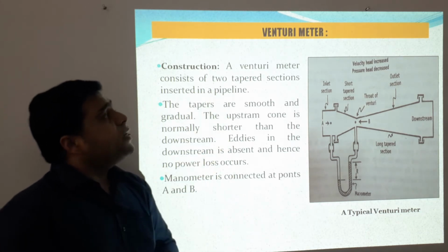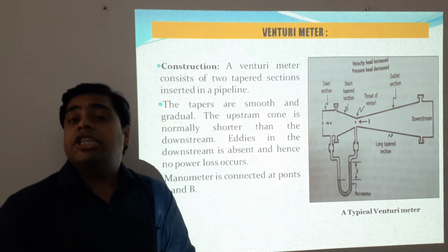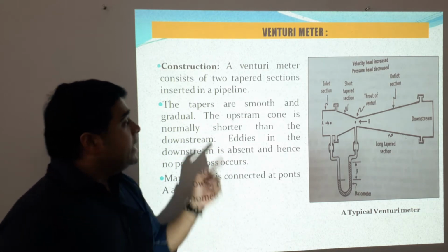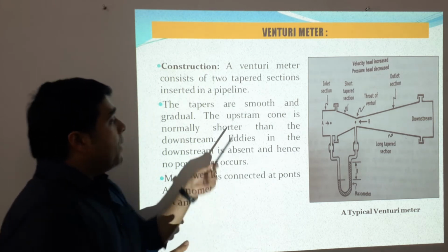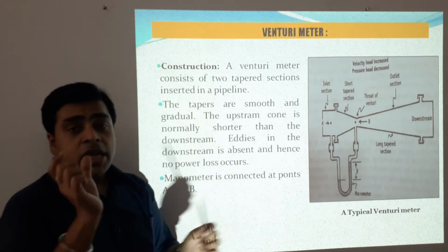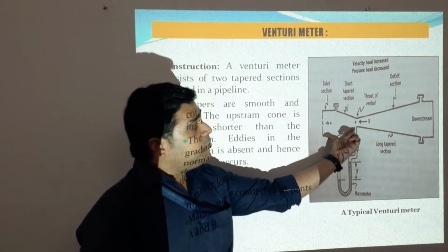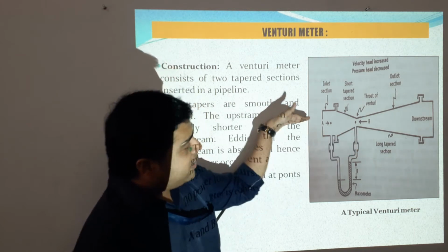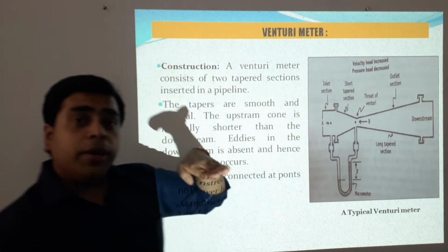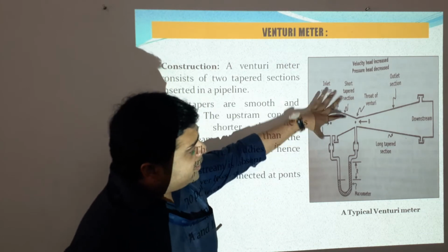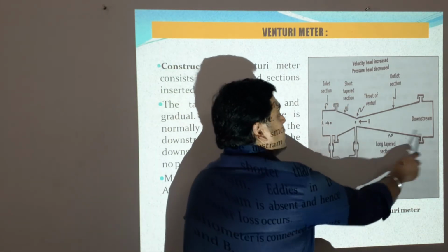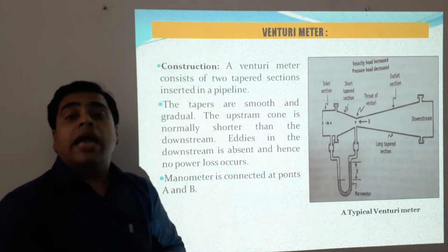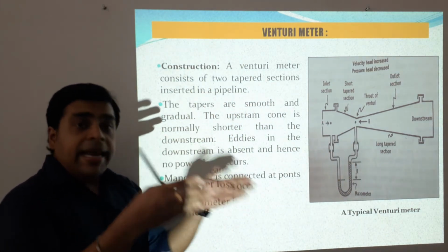So a venturimeter consists of two tapered sections inserted into a pipeline. The tapers are smooth and gradual, as we have discussed earlier. The upstream cone is normally shorter. Look at the upstream cone. It is the upstream pressure from where the fluid enters. So it is a bit tapered, and it is a bit shorter. And the downstream cone, that is this particular cone, is quite larger, or quite lengthier.